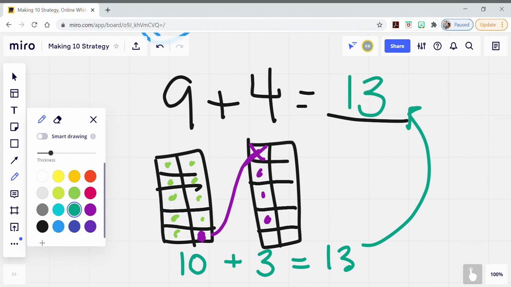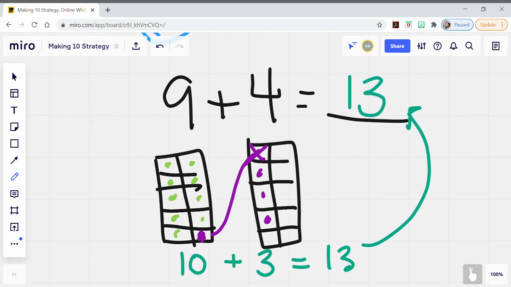Okay, so it's totally fine if you need to use tens frames and use some more visuals. The more that you work with it, the easier it'll get, and the more students will be able to see this kind of stuff in their head, and then they'll start being able to do these problems without having to use manipulatives or tens frames. So that is our making 10 strategy.